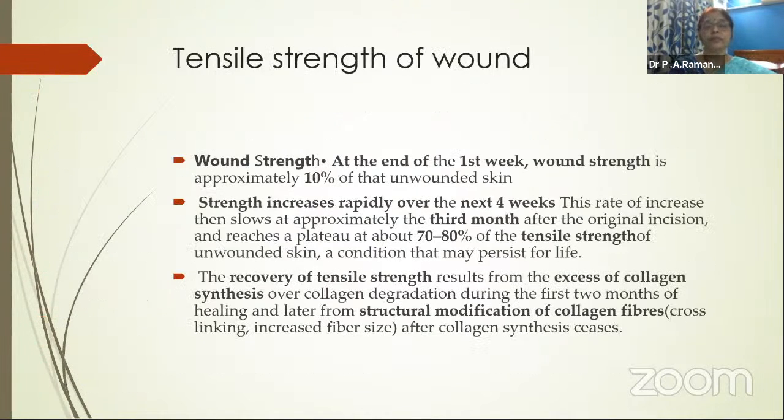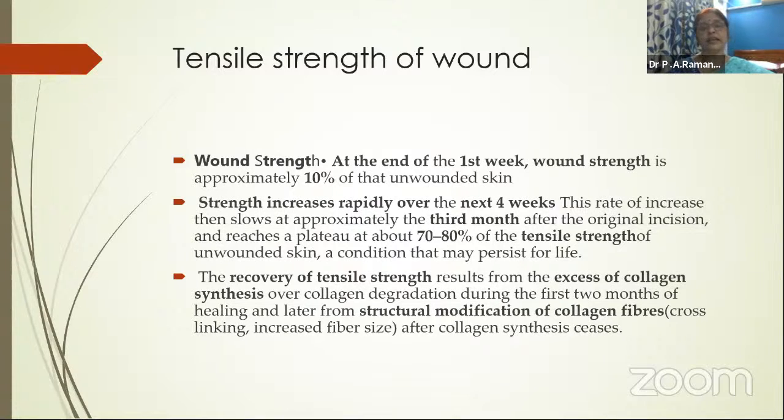Now, the tensile strength of the wound is only 10% at the end of the first week. In a month, it gradually increases, and 70 to 80% of the wound strength is reached by the third month to sixth month. But remember, it will never reach that of normal tissue. The tensile strength of the wound is compared to the normal tissue in and around. So in the early phase, it is only 10%.